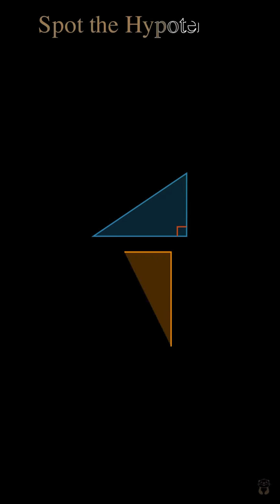Here are 2 different right triangles. Can you spot the hypotenuse in each one? Remember, it's the longest side opposite to the right angle. In the first triangle, this is the hypotenuse. In the second triangle, this is the hypotenuse.